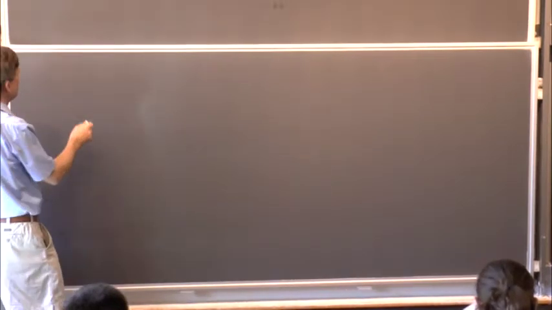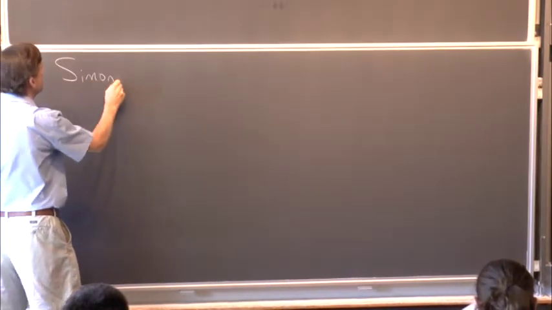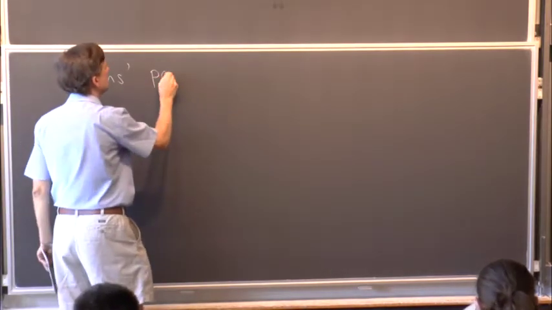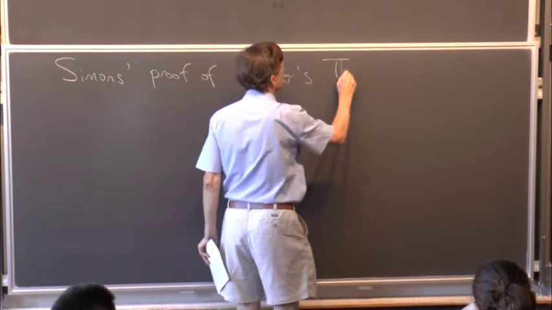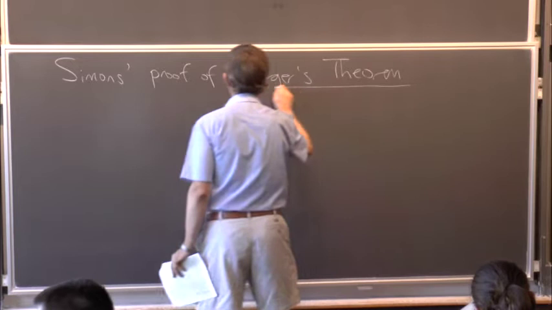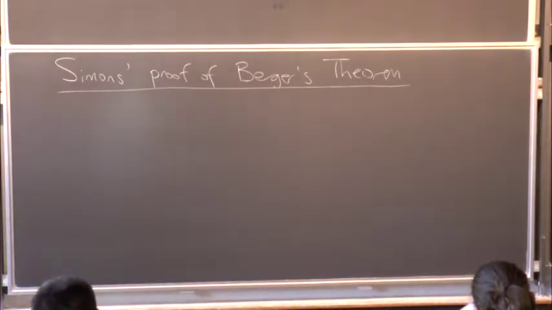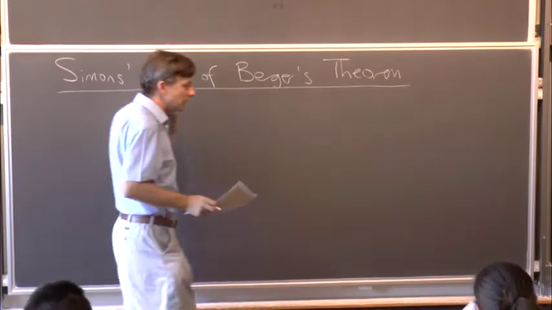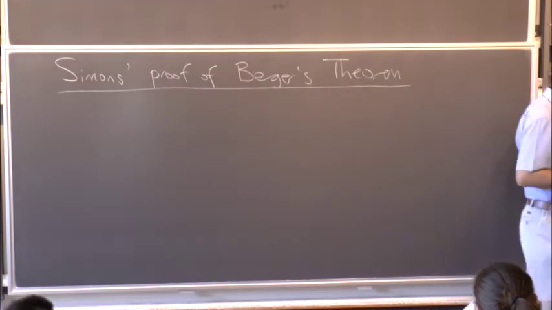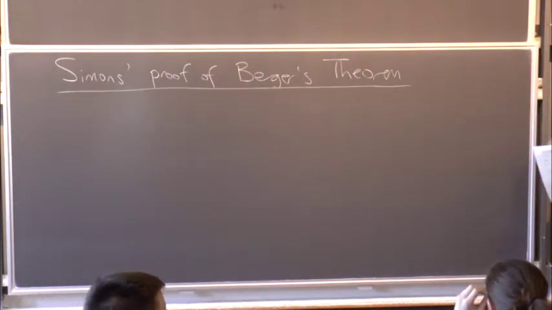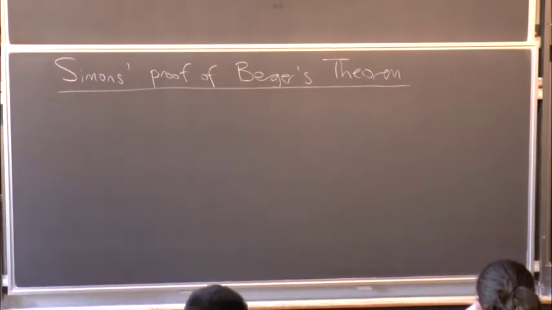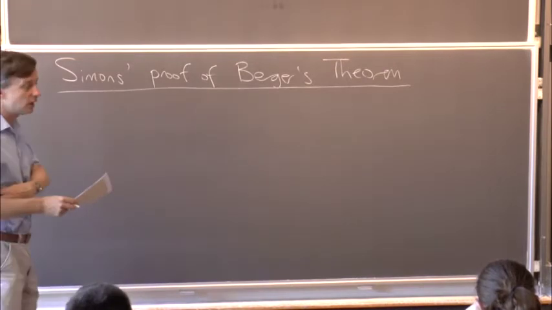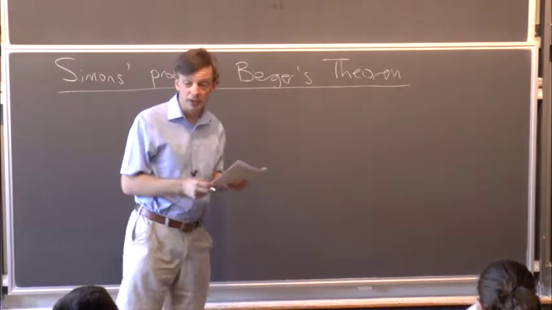Let me first make a few remarks on Simons's proof of Berger's theorem. Okay, so Jim Simons, who hangs out in Stony Brook and is now utterly obscenely rich, before he was utterly obscenely rich was a quite decent mathematician, and he noticed that Berger's list of holonomy groups looked rather like the list of Lie groups which can act transitively on the sphere.